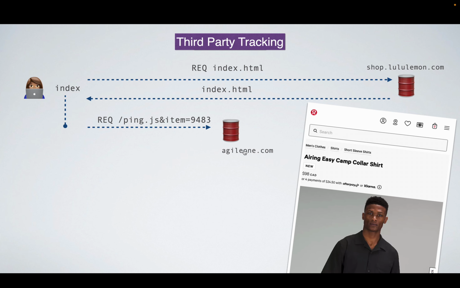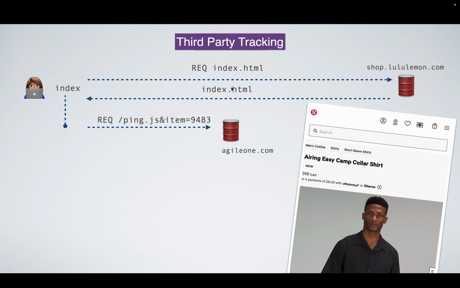So let's say Lululemon has this relationship with this agile1.com, okay? When index.html comes down, I'll look at this, and the index.html, which Lululemon created, they created that file. They created everything in it. They tell me, hey, go request this JavaScript from this website, agile1.com. Okay? So my browser will say, fine. It will go find the DNS for agile1.com. It will find the server IP address, and it will say, I want JavaScript ping.js.